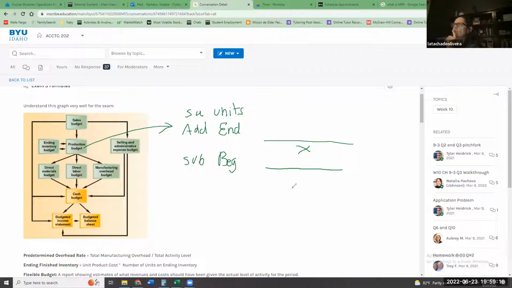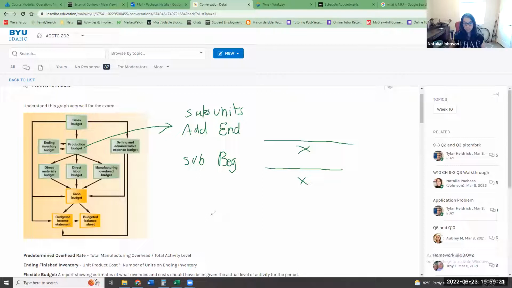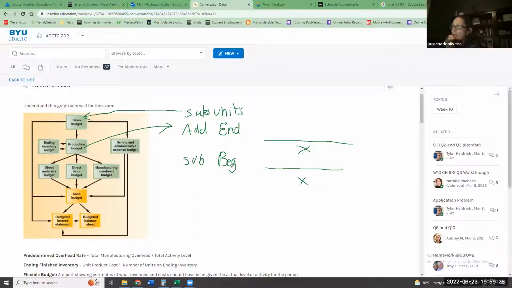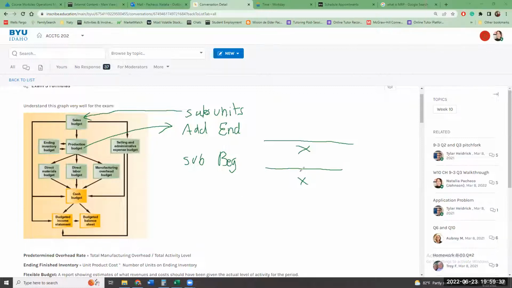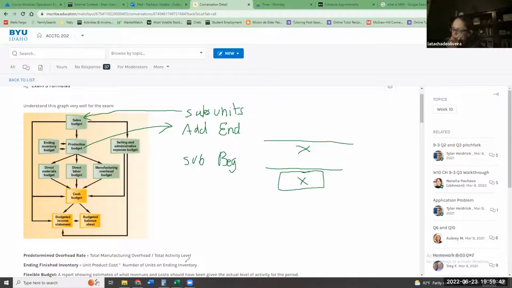What's that first? Oh, is it sales unit? Is that what you're saying? Yes, sales unit. And sales unit is literally the sales budget. That's it. You add the ending, subtract the beginning. It's like the problem she went over. I forget which one it is with the long one. Yeah, it's similar. Yeah, that's true.